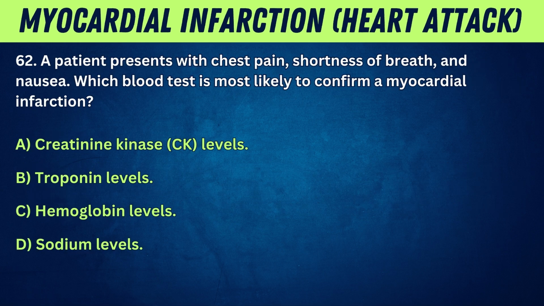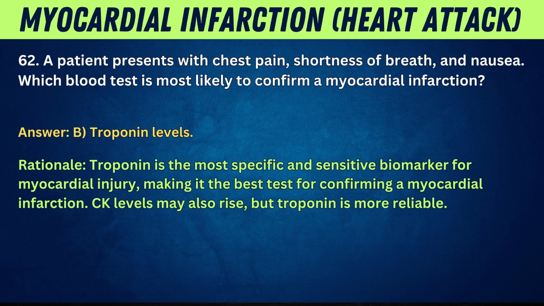62. A patient presents with chest pain, shortness of breath, and nausea. Which blood test is most likely to confirm a myocardial infarction? A. Creatinine kinase (CK) levels. B. Troponin levels. C. Hemoglobin levels. D. Sodium levels. Answer: B. Troponin levels. Rationale: troponin is the most specific and sensitive biomarker for myocardial injury, making it the best test for confirming a myocardial infarction. CK levels may also rise, but troponin is more reliable.